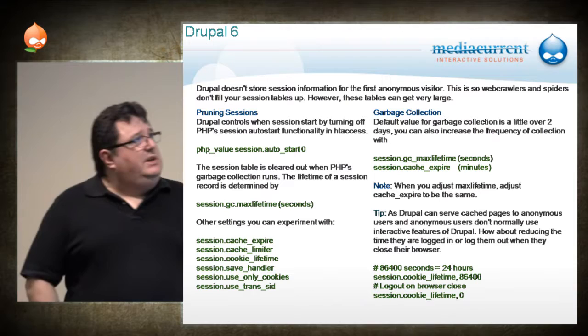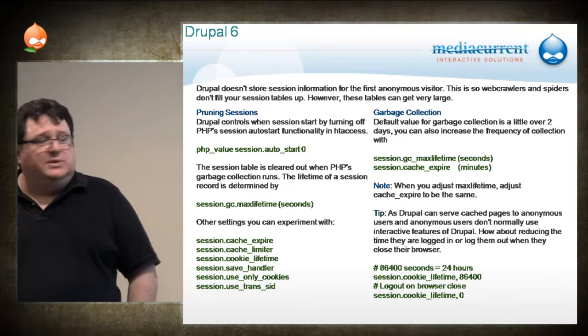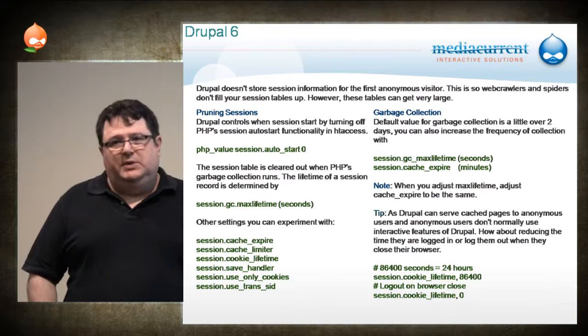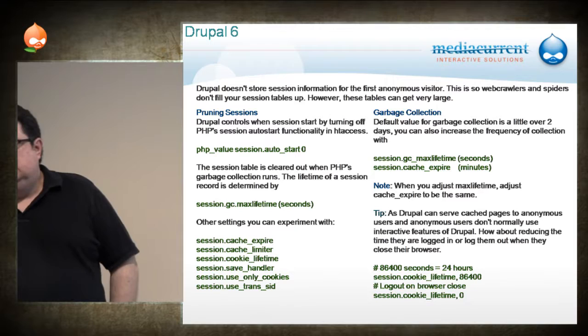A lot of that is done as part of the standard garbage collection, which is usually run when you run the cron. It basically runs through and clears the table data. You can change the time or the life cycle for data in those tables, and a lot of that's done through settings.php. You can change everything from the time that your data expires down to cookie time. You can even change it so that the session gets cleared out when the user logs out of Drupal.